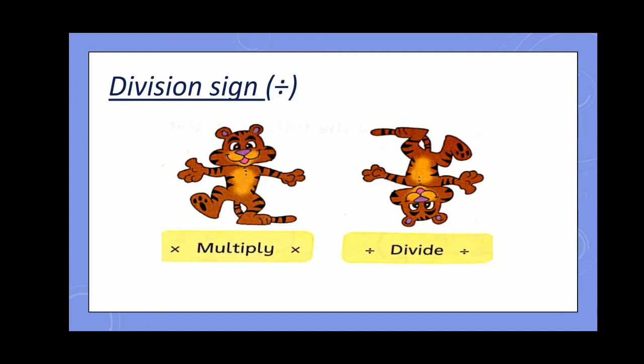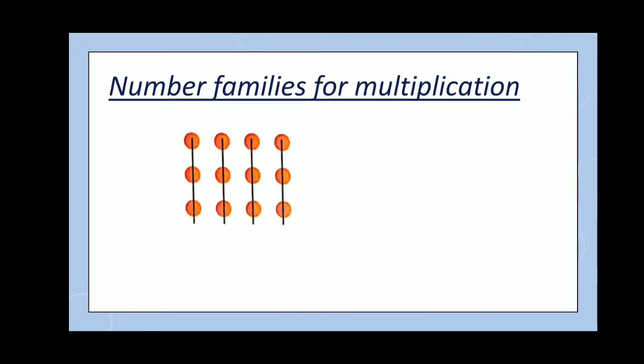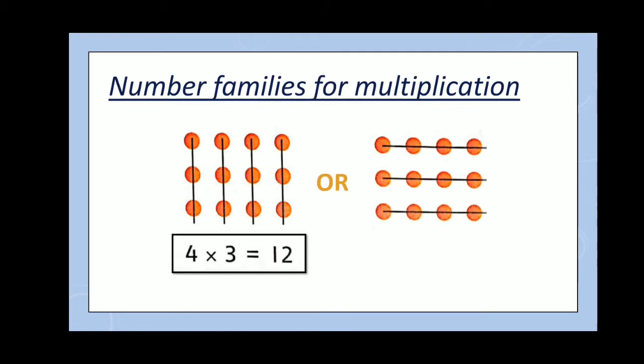Division sign. Hope you remember this sign. Division is the opposite of multiplication. Here you can see number families of multiplication. There are two examples given for multiplication. One is in vertical form and the other is in horizontal form.